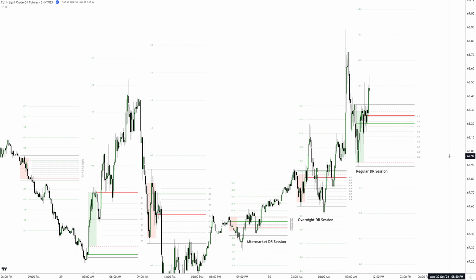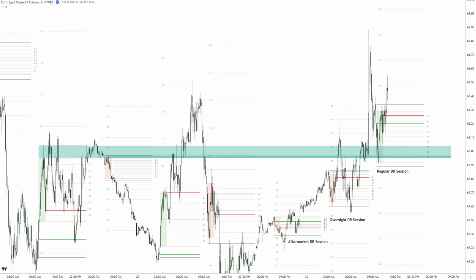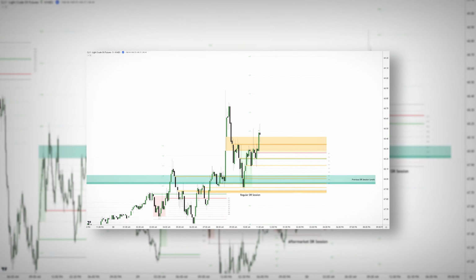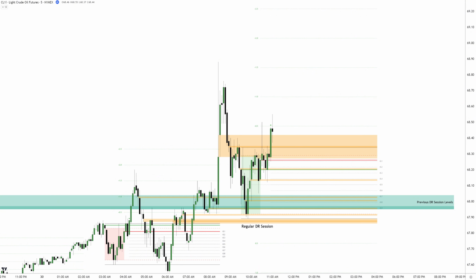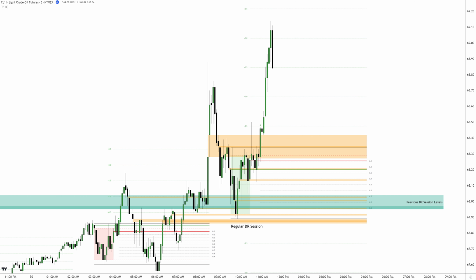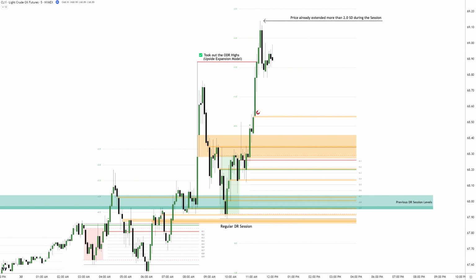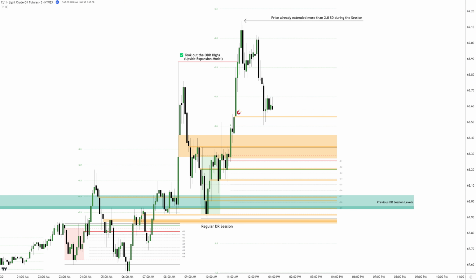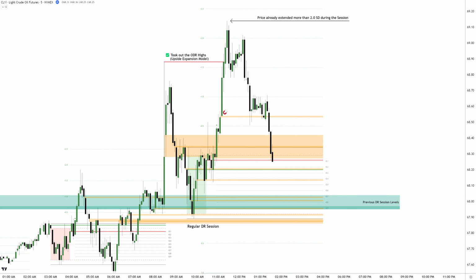Looking further left, 2 previous DR session levels align with the current defining range, both closer to the retirement setup area. Returning to the current regular DR session, we wait patiently for a retracement and are prepared for any potential setup. Price moves aggressively away, taking out the ODR highs, exactly what we want to see in an upside expansion model across all 3 DR sessions, and extends more than 2 standard deviations during the session. With this move, price created an open magnetic WIB and rebalanced it as it retraced back into the defining range.